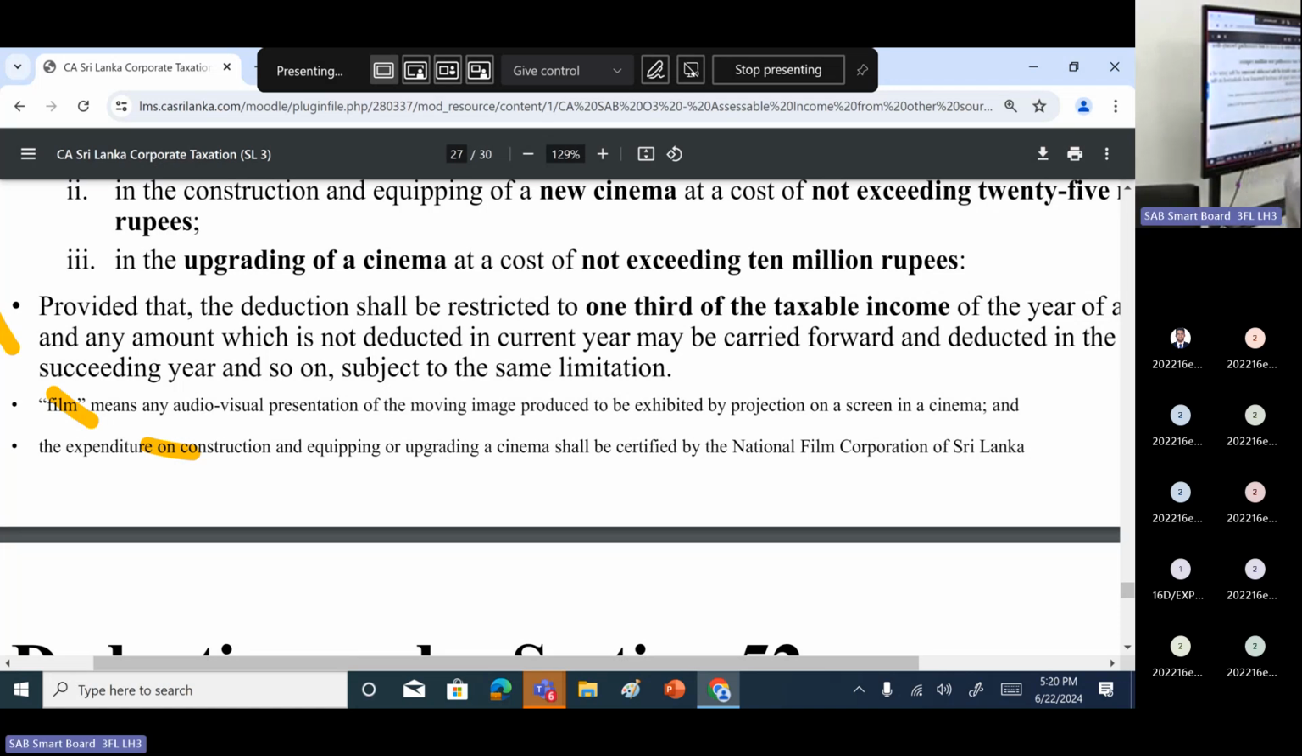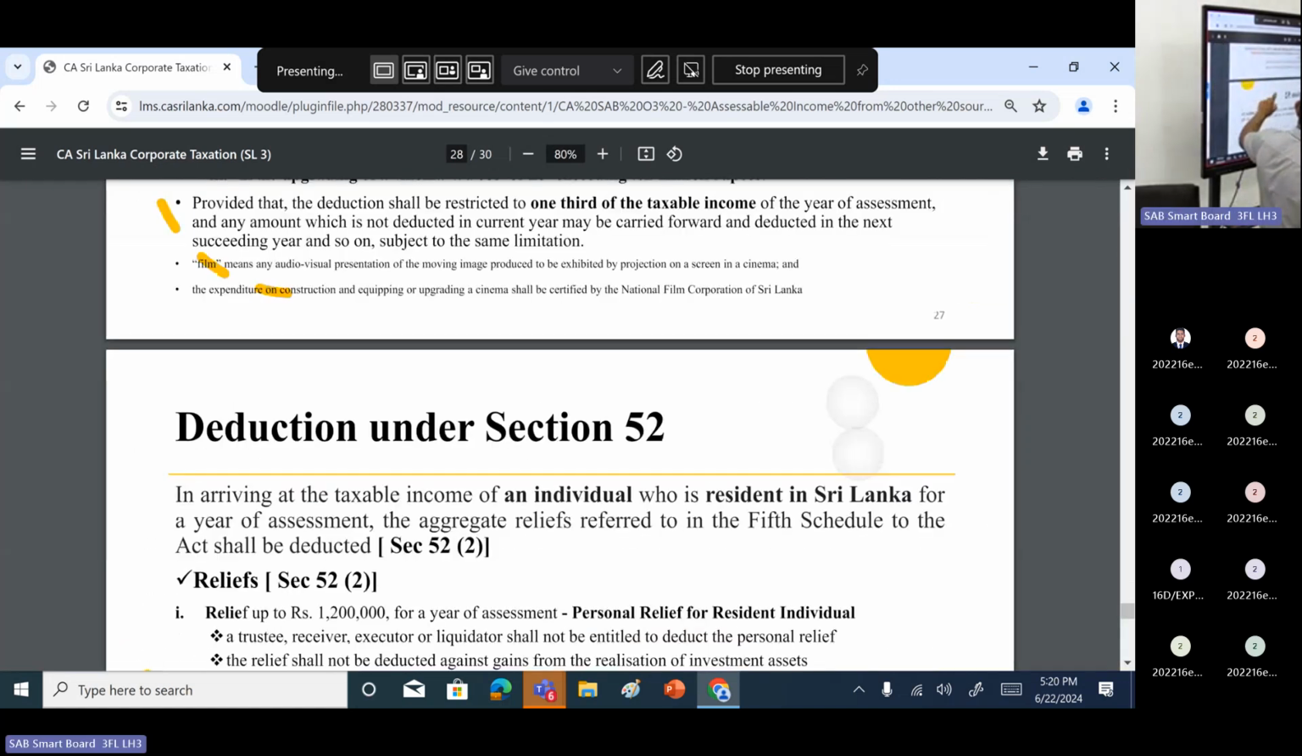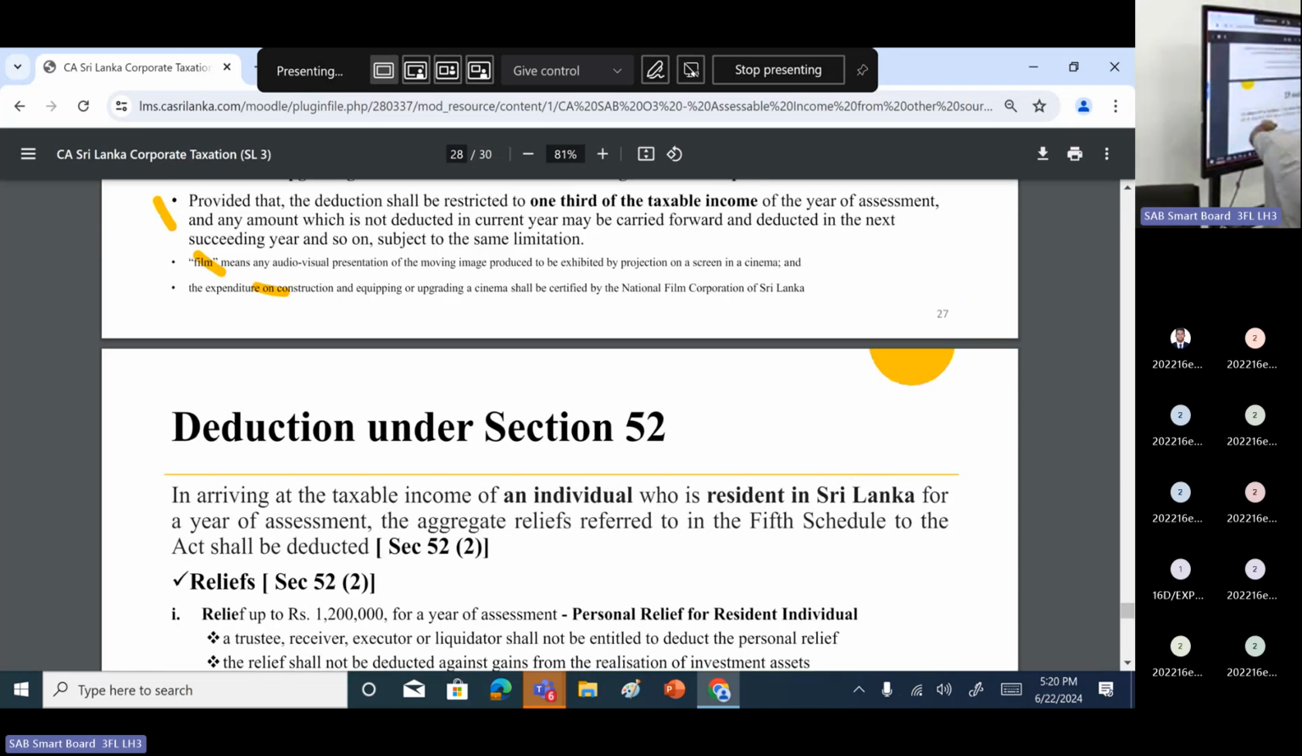But the maximum amount is 1/3. Remember, in case of the film, it shall not exceed 5 million. A new cinema shall not exceed 25 million. Upgrading a cinema, the maximum amount should be 10 million. If we spend more than that, we cannot get the deduction. That is specifically for the film industry.